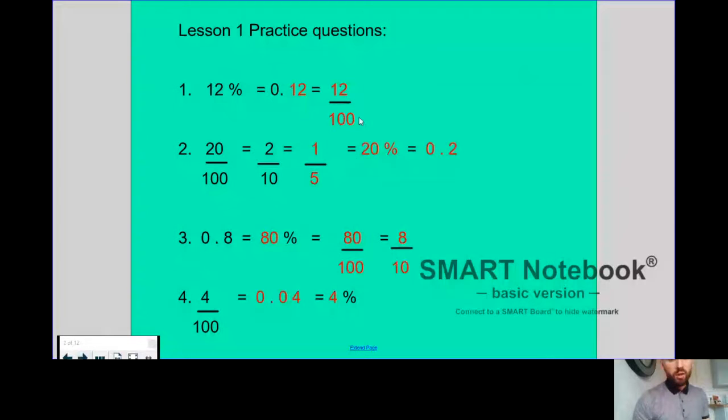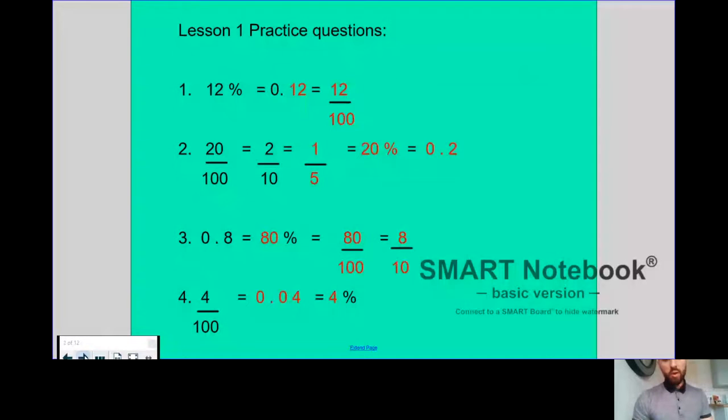0.8 is equivalent to 80%. It's equivalent to 80 over 100, 80 hundredths, and also 8 tenths. Question number 4, 4 hundredths. I purposely put this one in because I expected quite a number of you to write this in the tenths column. No, it's 4 hundredths. There are no tenths. So it should have been 0.04 and it's also equivalent to just 4%.